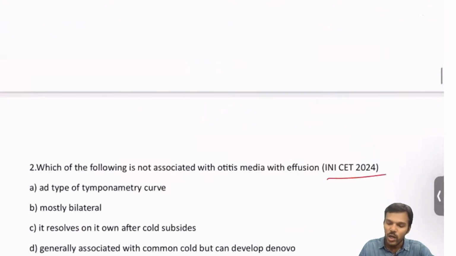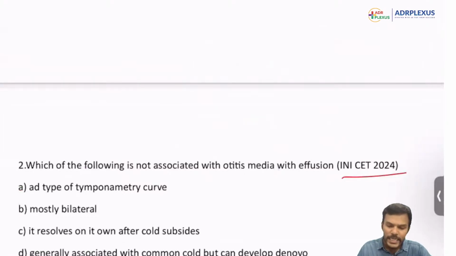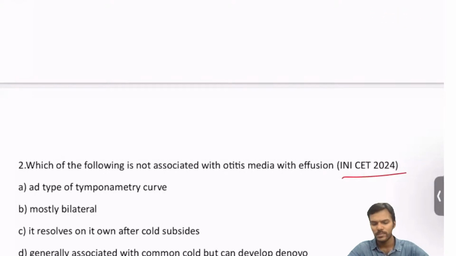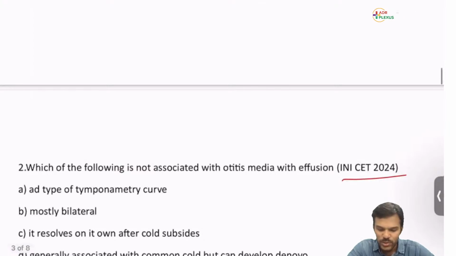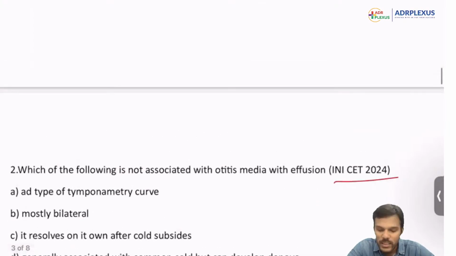Second question, which is an INICET 2024 repeat. Which of the following is not associated with otitis media with effusion? Options are: A, type B tympanometry curve; mostly bilateral; it resolves on its own after the cold subsides; generally associated with common cold but can develop de novo. What is the correct answer, my dear students?